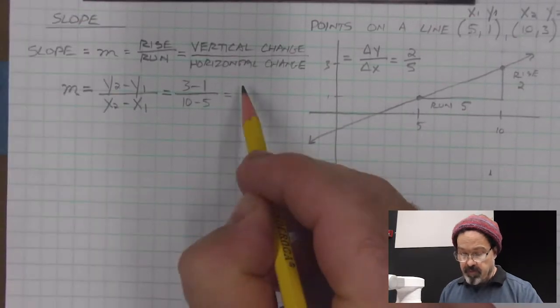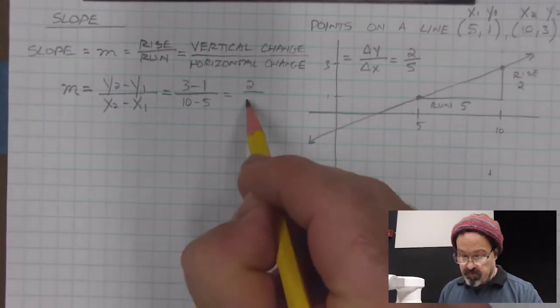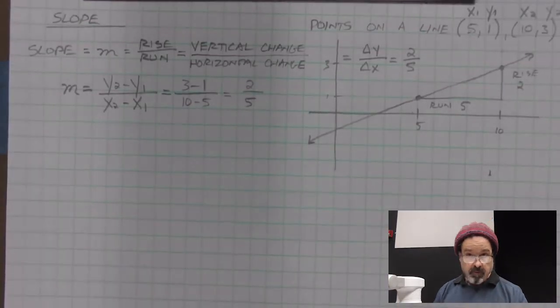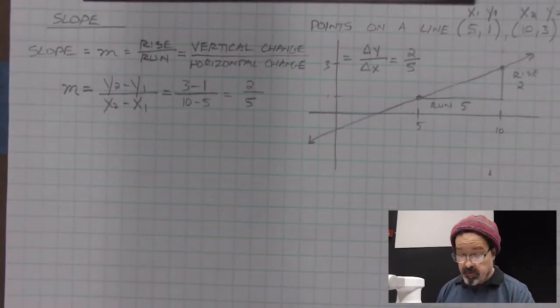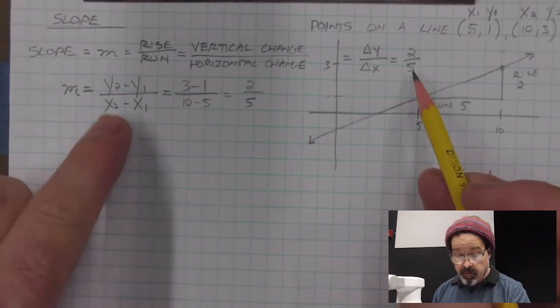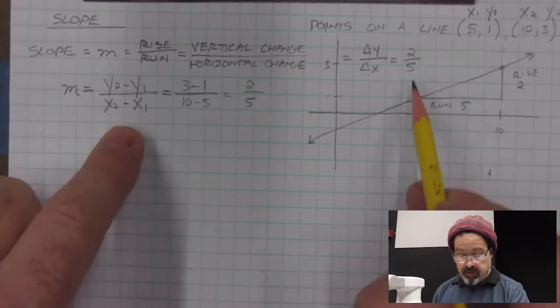And we can simplify the math. 3 minus 1 is 2, and 10 minus 5 is 5. It's the same slope calculation, of course. We knew the slope of this line is 2 over 5, but here we use the equation for slope.